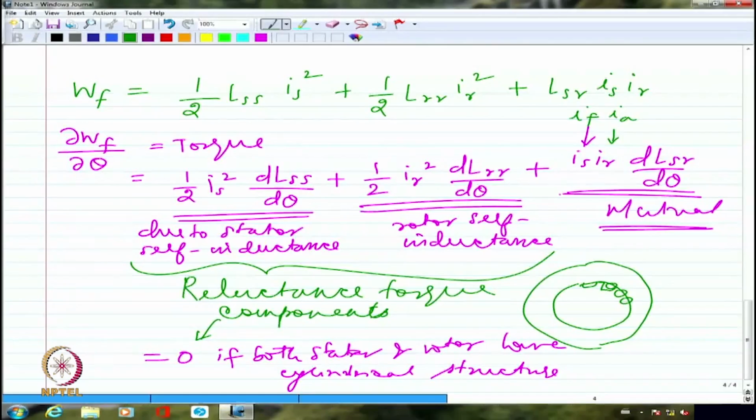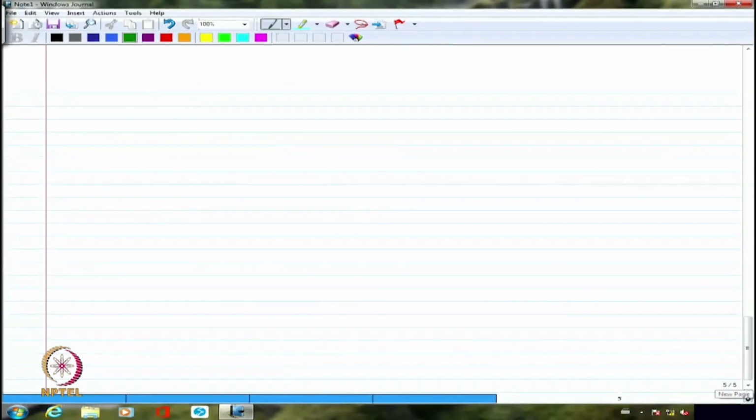Now I have to look at how exactly LSR varies with respect to theta. Right? So if I actually look at LSR, how it varies with respect to theta, we are slowly migrating into DC machine. That's what we are doing. Okay? So if I have, let us say, this is going to be probably my stator pole.